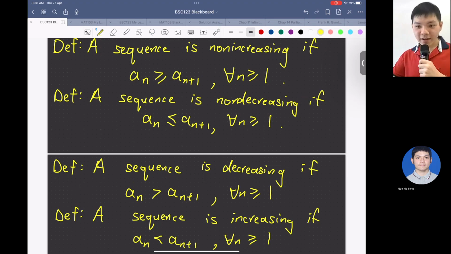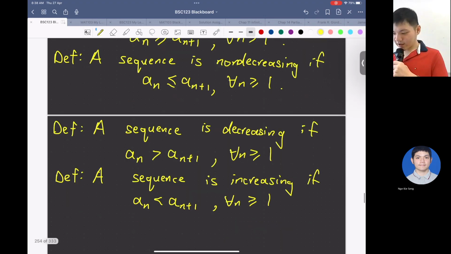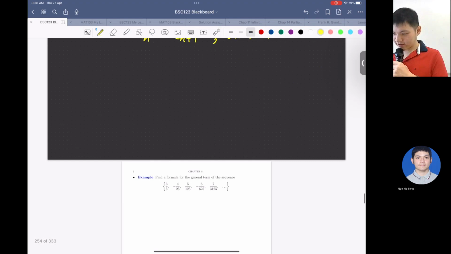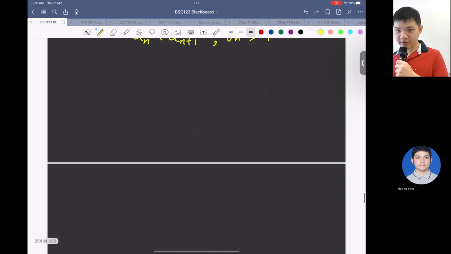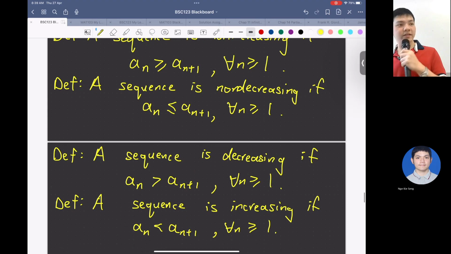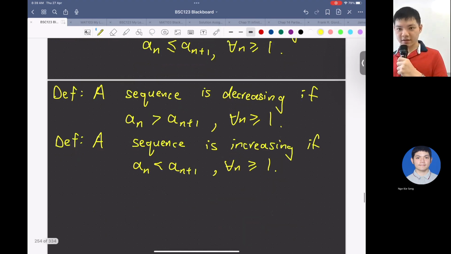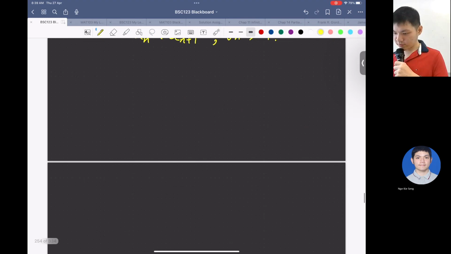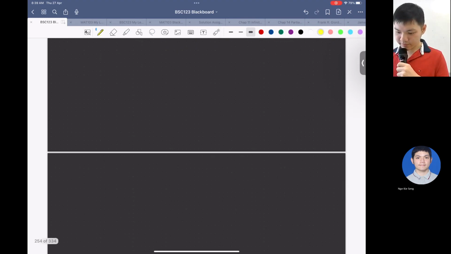Okay, so now we go to another exercise. Any question for this definition? If not, let's do two more exercises.